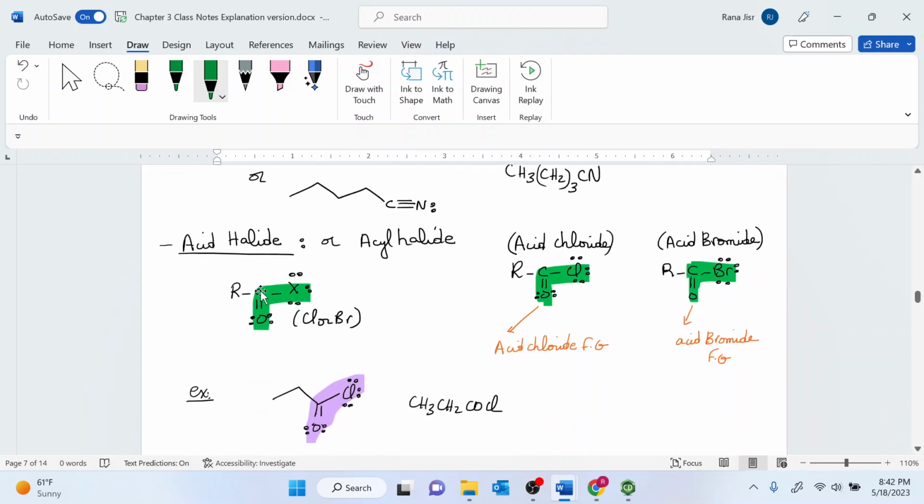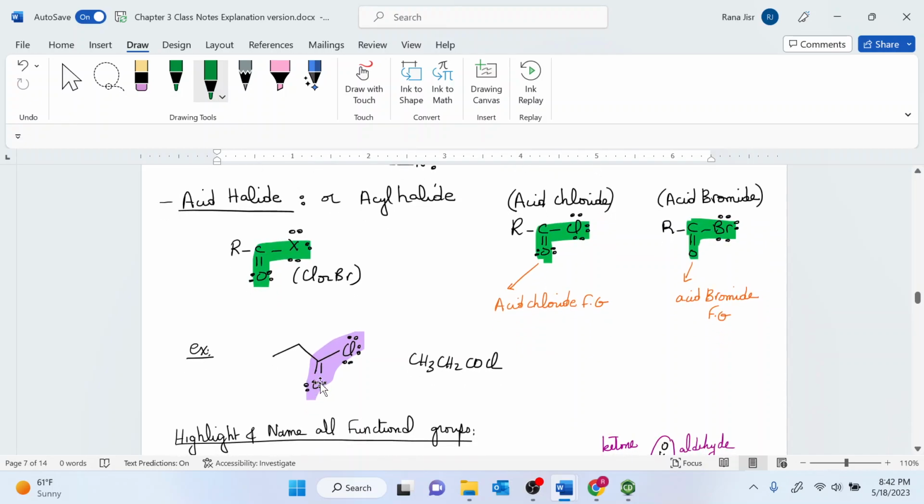Another example of carbonyls is the acid halide. It's called an acid because it's a derivative of carboxylic acids. Instead of the OH, you have a halogen, and the halogen can be either a chlorine or a bromine, so you can name it either an acid chloride or an acid bromide. You can name it either an acid or an acyl; it's both the same. When you highlight the acid chloride or the acid bromide, you highlight the carbonyl together with the halogen. And when you condense, it's a CO connected to the chlorine.